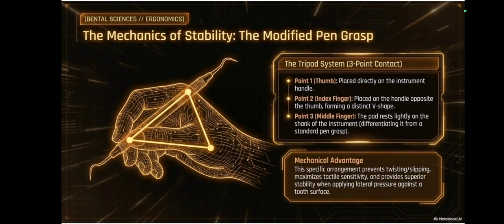The mechanics of stability. The modified pen grasp is the tripod system with the thumb placed directly on the instrument handle, the index finger placed on the handle opposite the thumb, forming a distinct V shape, and the middle finger pad rests slightly on the shank of the instrument, differentiating it from a standard pen grasp.